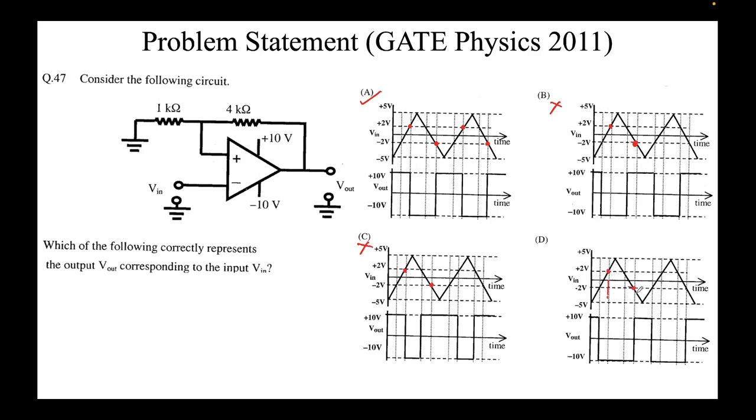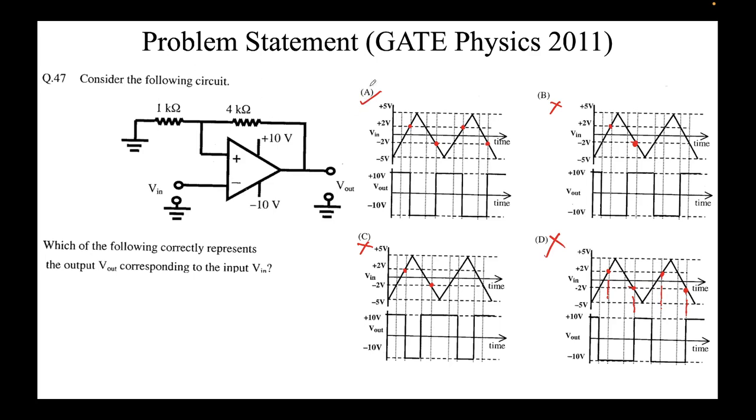Similarly, for this one, you have to consider this line, and then again this line, and then this line. So you can see that these two lines are matching, but this one and this one are not. This is also incorrect. So option A is the correct one over here.